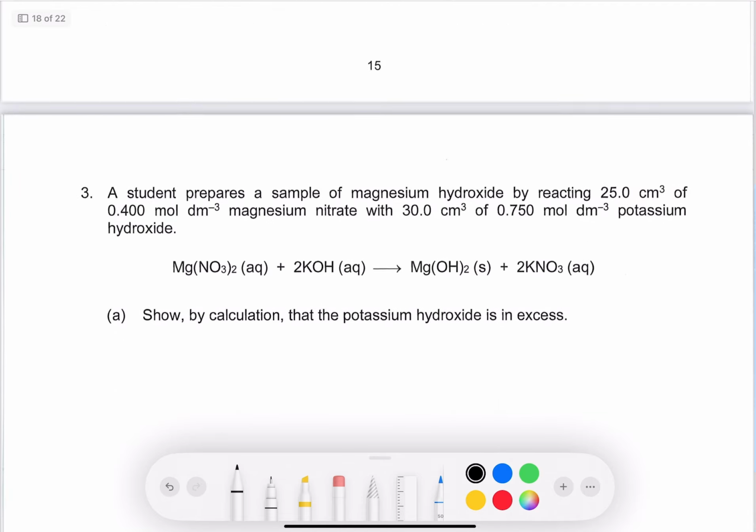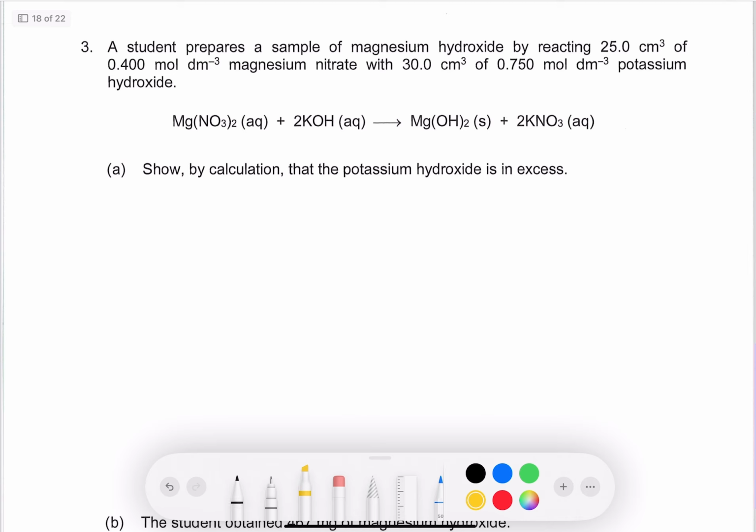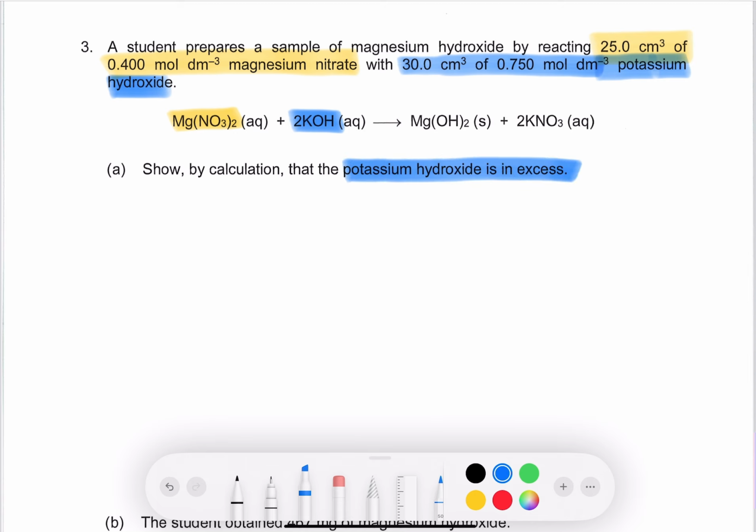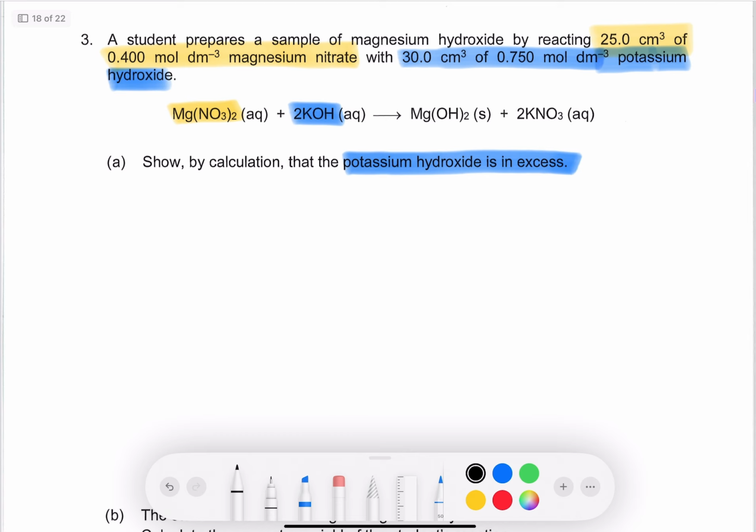So we've got a third example. A student prepares a sample of magnesium hydroxide by reacting 25 centimetres cubed of 0.4 mole per decimetre cubed magnesium nitrate with 30 centimetres cubed of 0.75 mole per decimetre cubed potassium hydroxide. It says show by calculation that potassium hydroxide is in excess. So this is proving who's the limiting and who's the excess reagent.